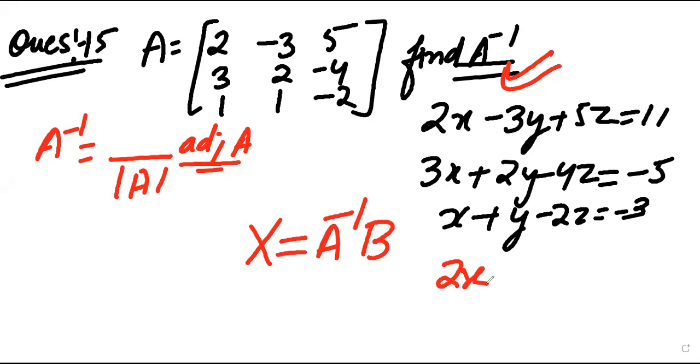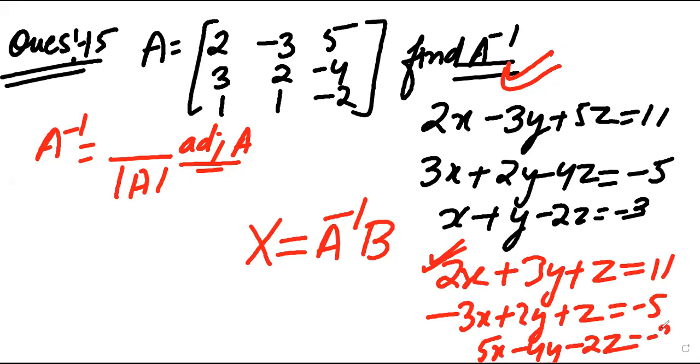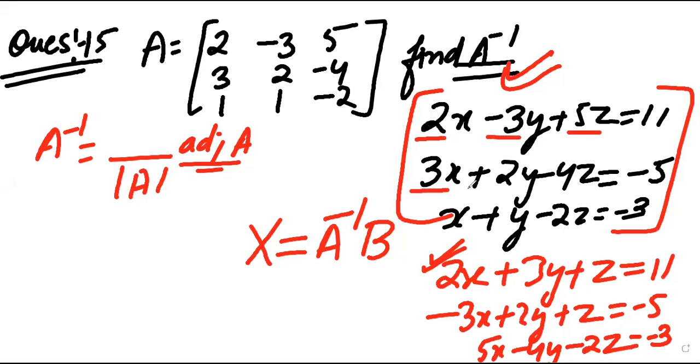2x, then here 3y plus z, minus 3x plus 2y plus z, and here 5x minus 4y plus minus 2z. Such a question comes. Find the inverse and using the inverse hence find the value of this. So see what to do. Here, if you look, the inverse of A value is not coming the same. Can you see this here? In this determinant it is the same: 2 -3 5, 3 2 -4, 1 1 and -2.